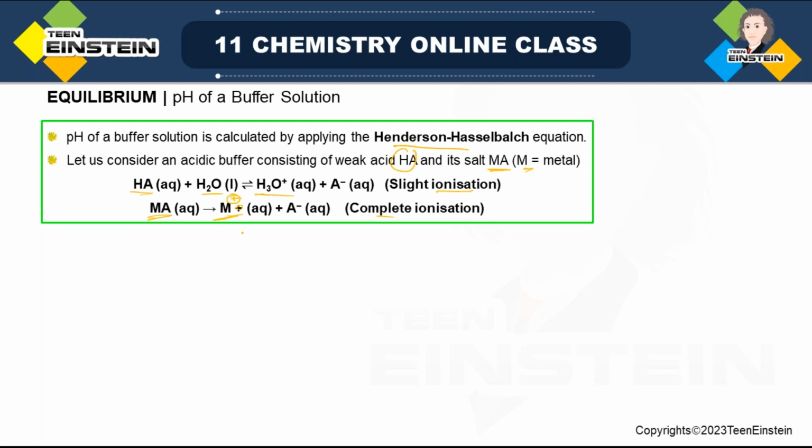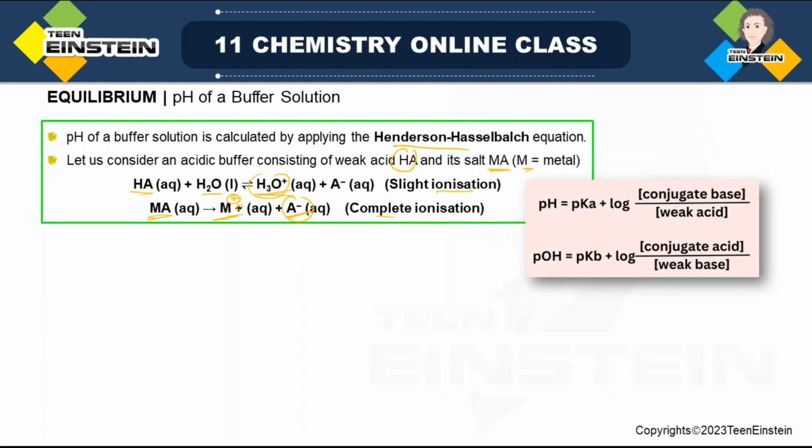You have this metal cation. It may be Na plus, K plus. You have A minus, which is basically the conjugate base generated from HA, and you have hydronium ion. So these three components you have, right? But we are mostly interested in these two, not M plus. Next, this is actually the final formula, that is the equation that we are going to use, but we will also see how we can derive it.